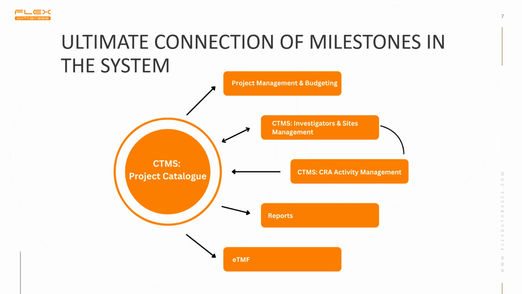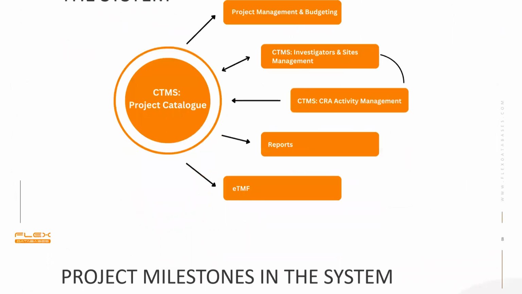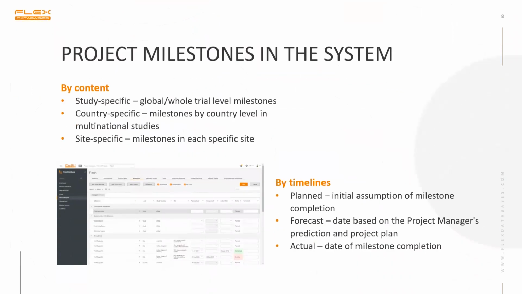Okay, so let's just stop talking about the theory and proceed to our demo faster. But let's just do something before we go to the demos and see the several types of milestones which are divided by content and timelines. And here we need to know what exact types we have in each division. So when we speak about the content of the milestones, we divide them on 3 levels. First, site level, then country level, and finally global or study level.